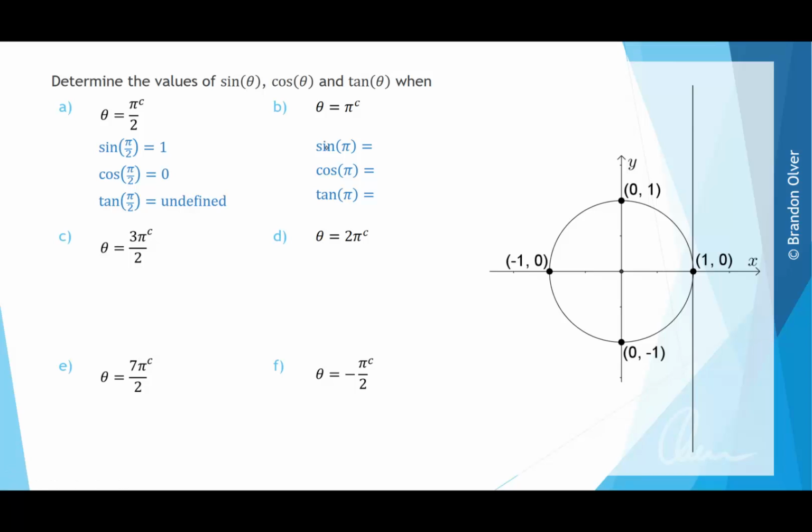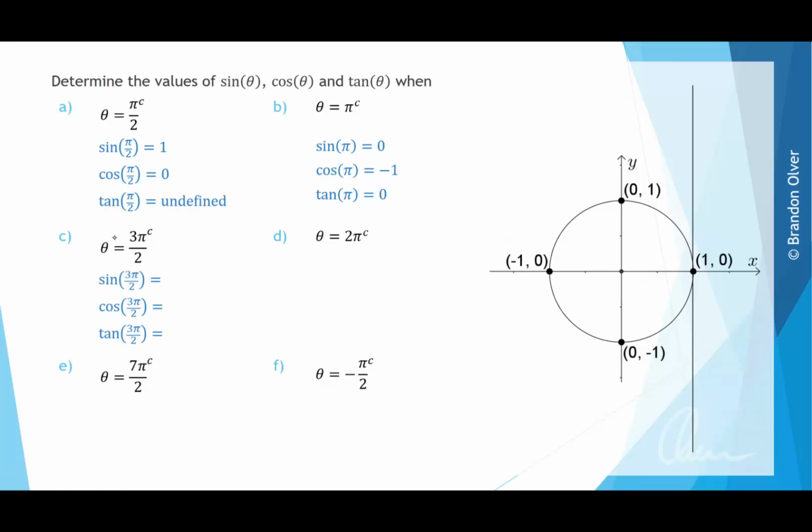For part B, we're going to look at sine of pi, cosine of pi, and tangent of pi. So pi radians is at this position on the unit circle. And again, we look at the coordinates of this point here, and we have the y value, which is sine, is 0. We have the x value, which is cosine, is -1. And if we extend this back until it hits the tangent, we can see that the tangent value is 0.